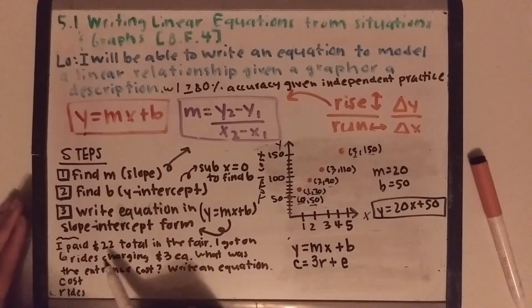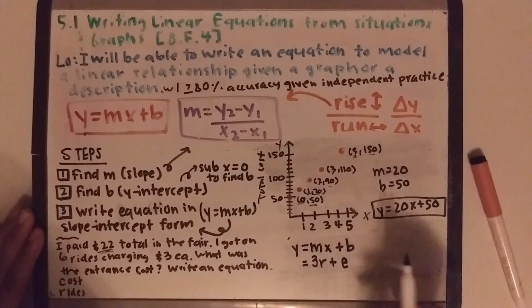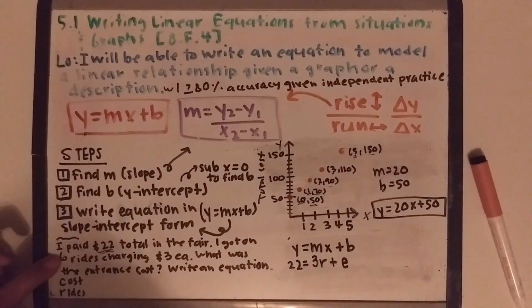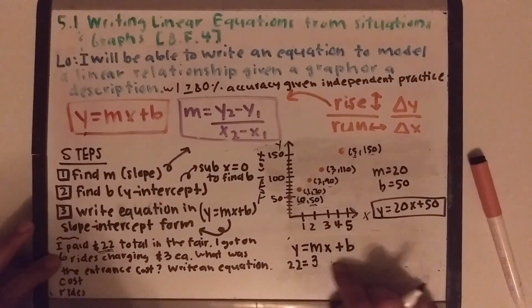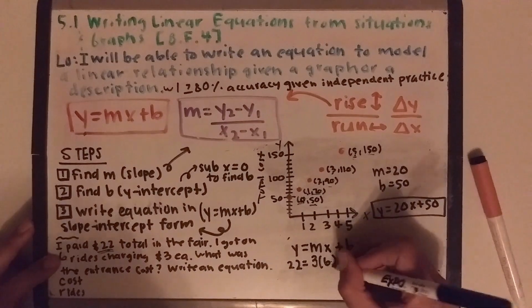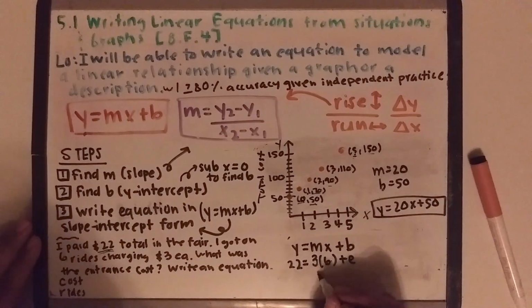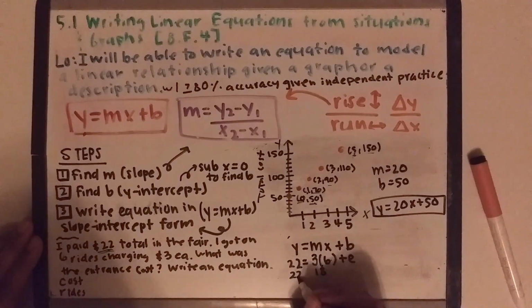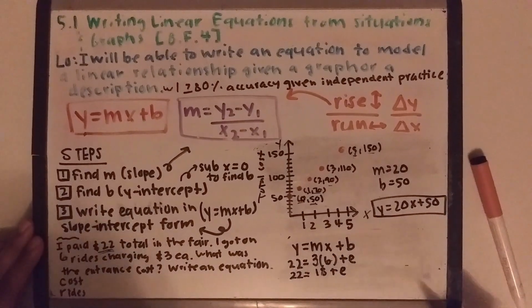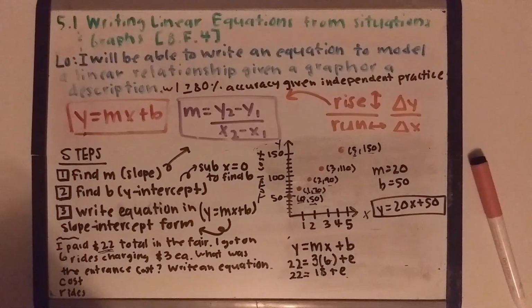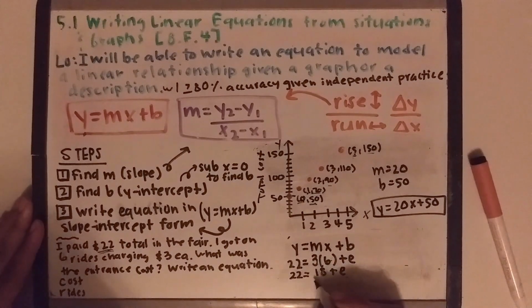But I do know that the total cost was 22, so I can actually erase that and then just keep it like that, okay? And I also know that I got on 6 rides. So then I can do an inverse operation. So 3 times 6 is 18. So I have 22 equals 18 plus my entrance. And I'm going to take this to the other side to get rid of that, to leave e on its own. Okay, so I want to isolate my e, so therefore I do inverse operation, which is subtraction in this case.